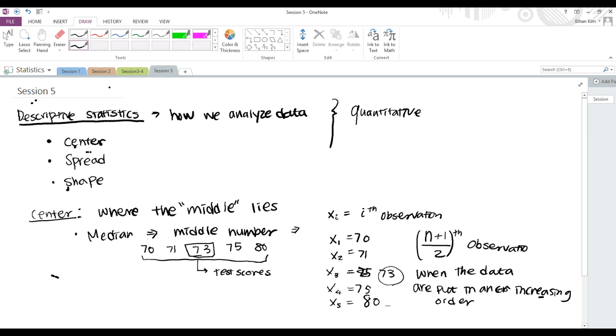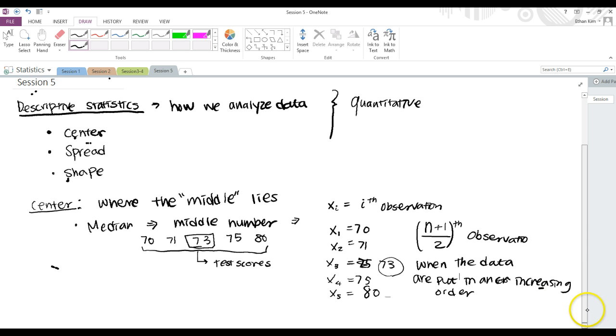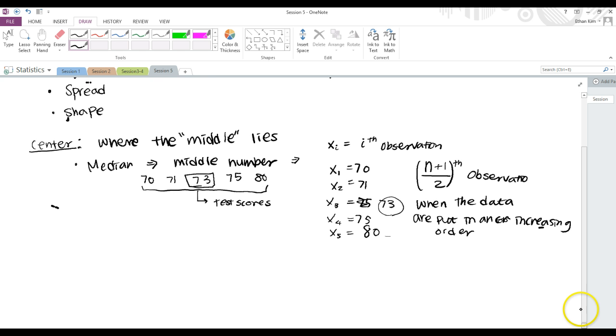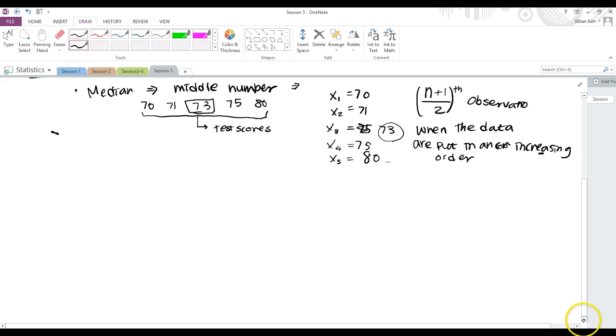Alright, and this is a way of measuring the center. Where the middle number lies, that's the center, right? We've briefly discussed this before. So one way of describing the center was the median, and the second way is the average. Average, we are very familiar with it. We call this mean, mean and median.